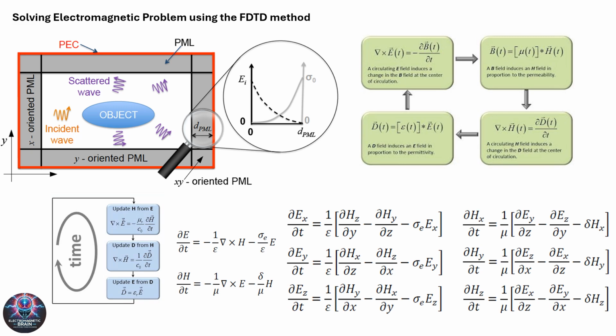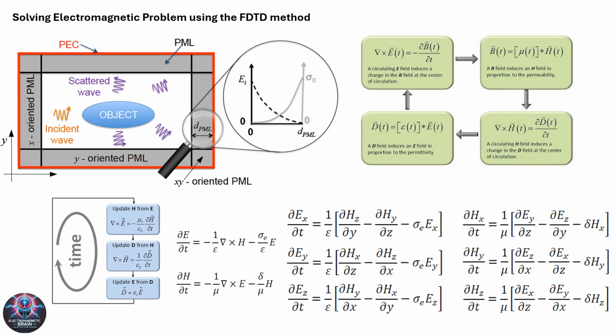Surrounding the central object in the simulation are perfectly matched layers, PMLs, which are a key feature in FDTD simulations. These layers are strategically placed along the boundaries of the computational domain to absorb outgoing waves, thereby preventing any reflections that could distort the simulation results. The PMLs in the diagram are oriented along the X, Y, and XY directions, ensuring comprehensive absorption of waves from all edges of the grid. This setup allows the FDTD simulation to accurately mimic an open space where waves can freely propagate without artificial boundary effects.